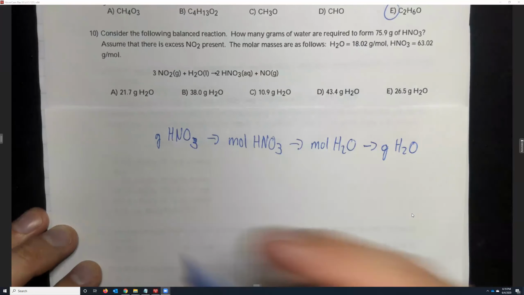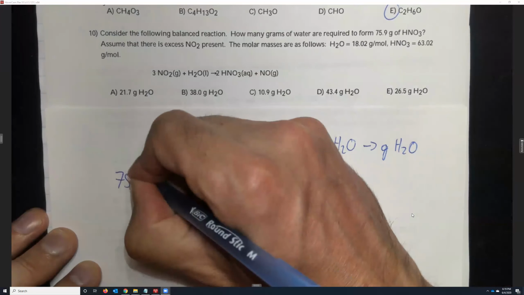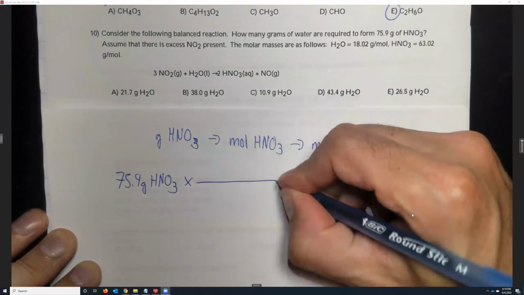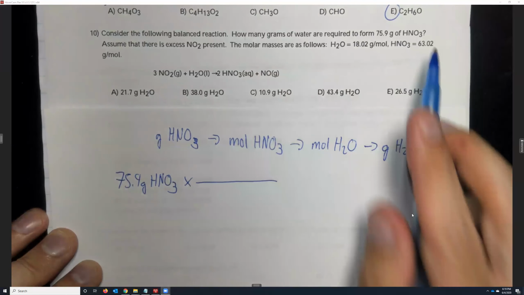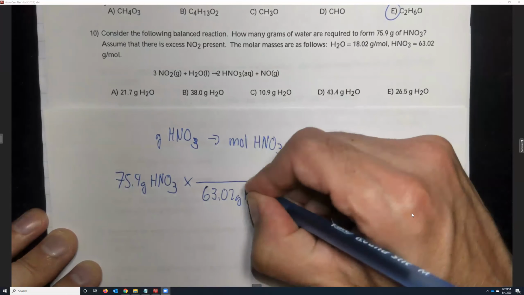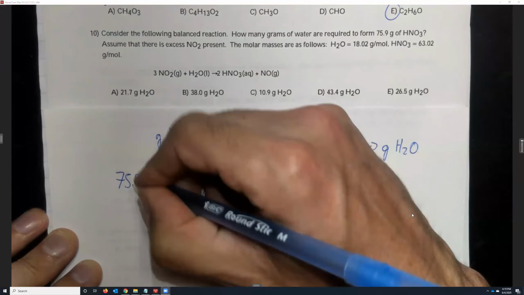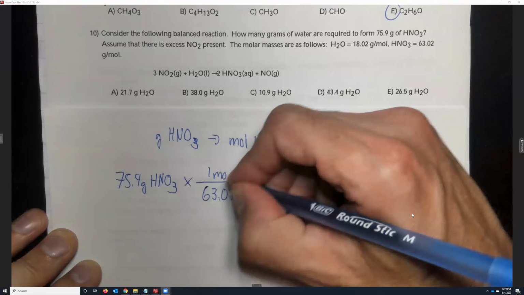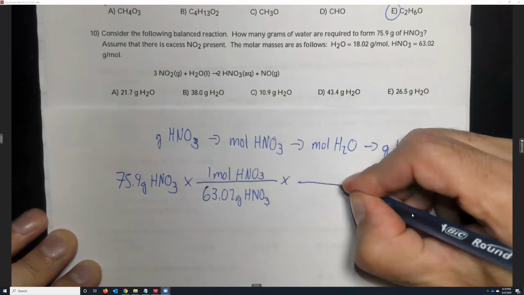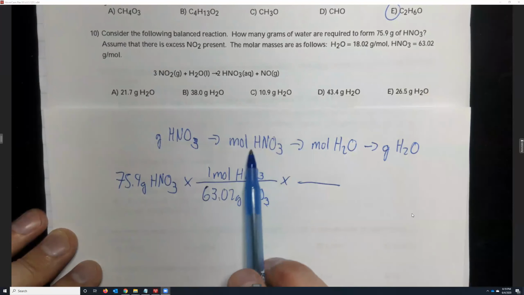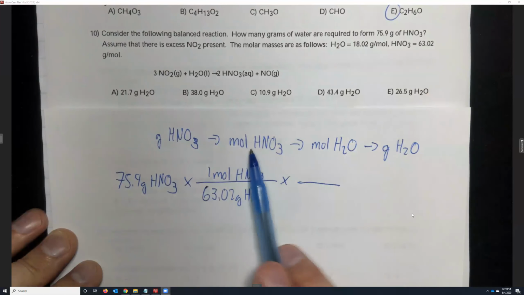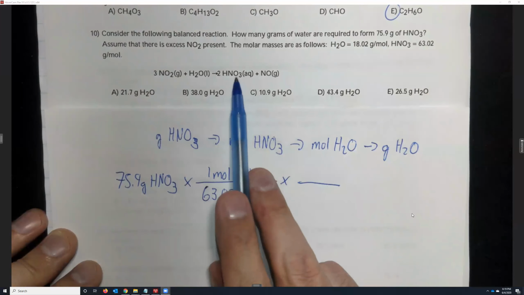Well, we're given 75.9 grams of HNO3 times. We need to convert it to moles. We're given the molar mass, which is convenient, so we put 63.02 grams of HNO3 on the bottom so that grams will cancel out, and it's grams per 1 mole. So we put the 1 mole of HNO3 on the top. Now, something we haven't done to this point. We need to go from moles of HNO3 to moles of water. Always, always, always, to convert from moles of one thing to moles of another, we use a balanced chemical equation.